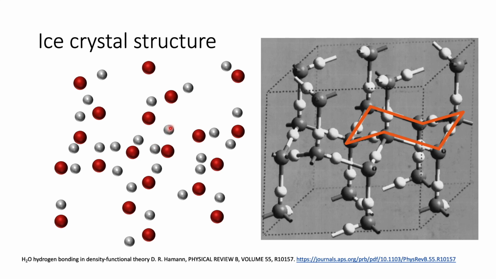So we can see in this one, this hydrogen atom has 1, 2, 3, 4 oxygens surrounding one hydrogen atom. So this repeats throughout 3-dimensionally. So that is how the ice crystal structures are formed.